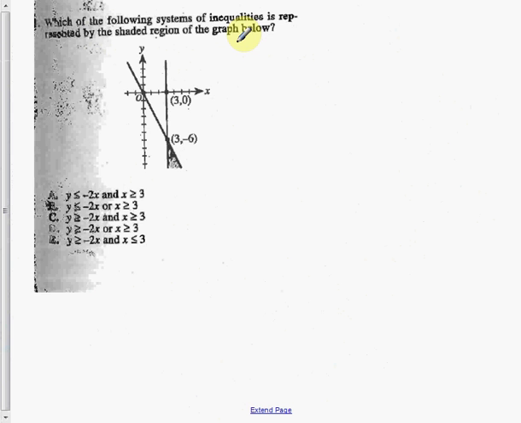So here, this shaded region is always going to be the "and". So part A is the answer. Right? It's okay?